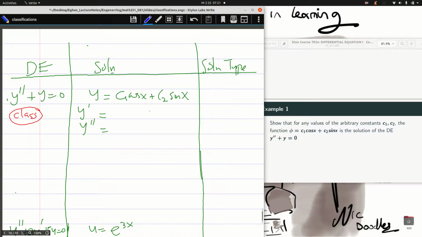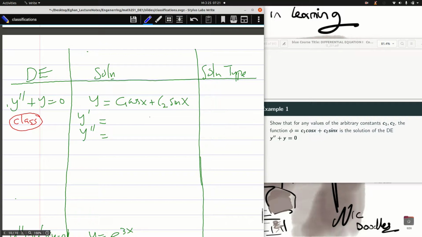Differential equation, solution, and solution type. I said, what is the class here? I hope you can do that. It's a second order. Is it linear? Yes. Second order linear. Is it homogeneous? Yes. Second order linear homogeneous ordinary differential equation. I hope you agree to this. Okay.